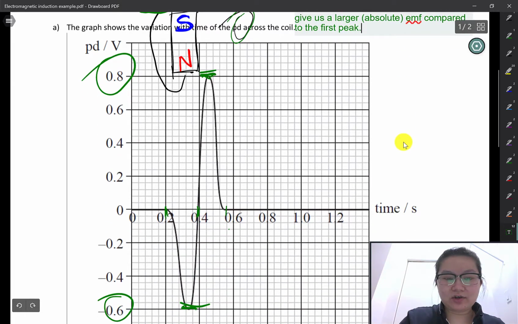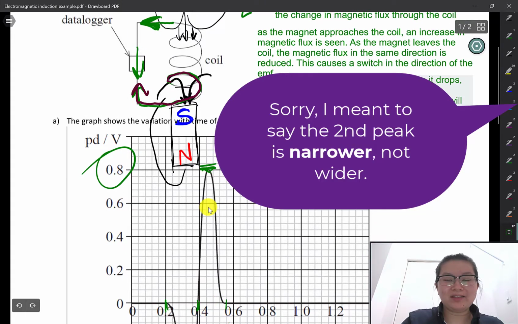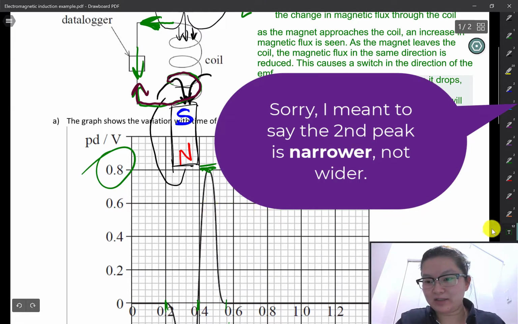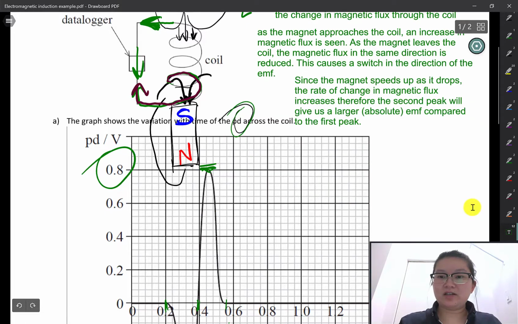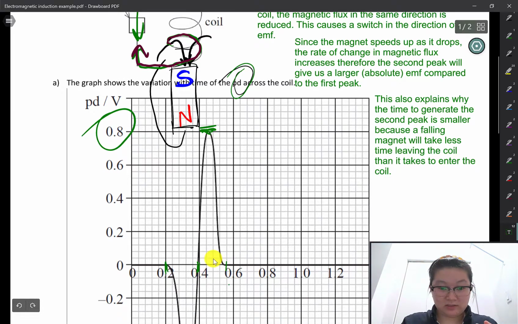And this is also going to help us explain why the width is greater for the second one versus that of the first one, because the magnet leaving the coil will take less time than the magnet entering the coil, since the magnet speeds up. So it also explains why the time to generate the second peak is smaller. The width and time is smaller versus the one entering, since it will take less time to leave it versus entering it, since it is in free fall.